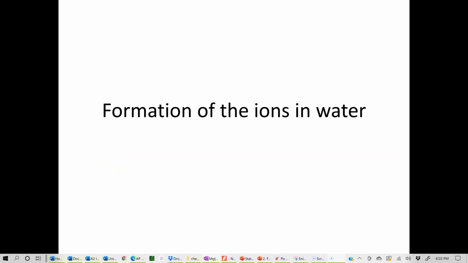Formation of the ions in water. So we're going to talk about how ions form and how they can be found in water samples, and that in turn, how that can impact you.